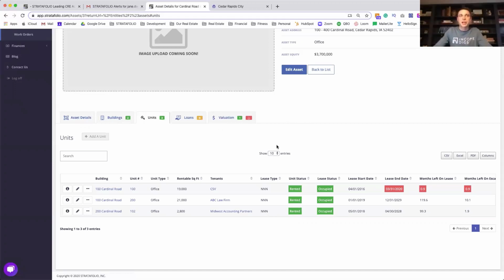Got it. And so when we're talking about asset, building, unit, an asset would be like a parcel, a lot. And then within that asset, you could have potentially 1 or 2 or 3 buildings. Correct. Right. And then each building has 1 or more units. And those units are what you're actually renting out to tenants. Correct. Yep. Okay, cool. Got it.